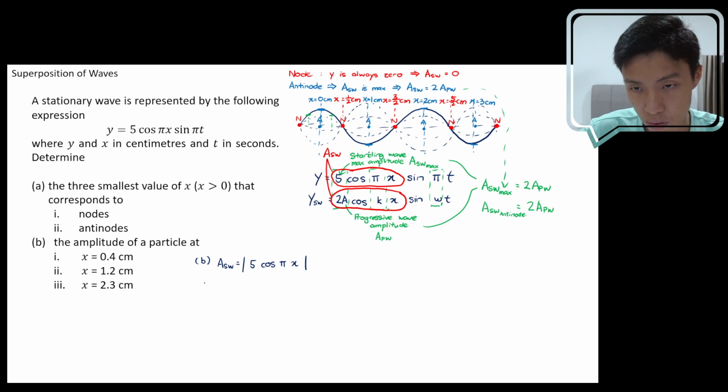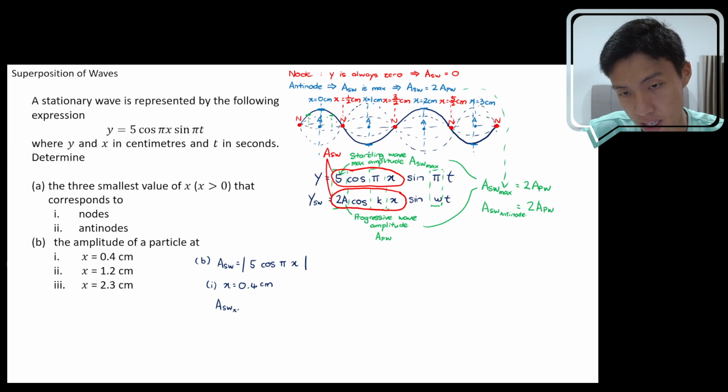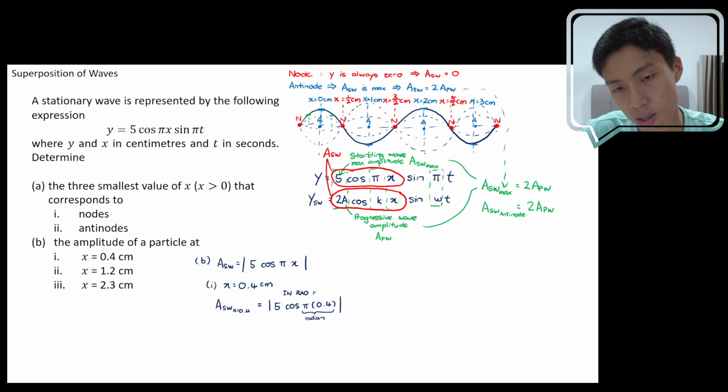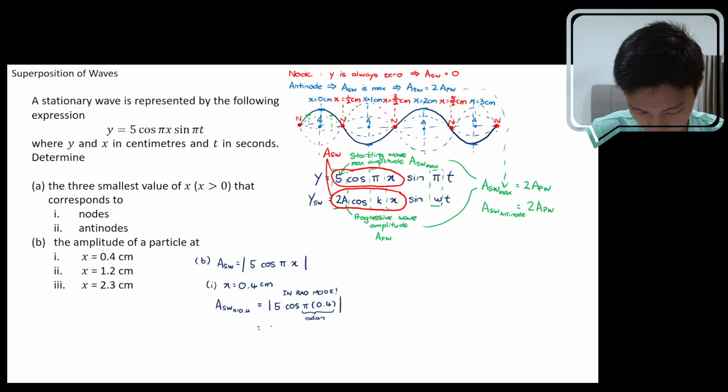So for x equals 0.4 cm, the amplitude of the standing wave will be equal to the modulus of 5 cos pi times 0.4. Remember that when you're keying into your calculator, make sure it's in radian mode. So if you perform the calculation, I believe you are able to obtain 1.55 cm for the amplitude at this position.